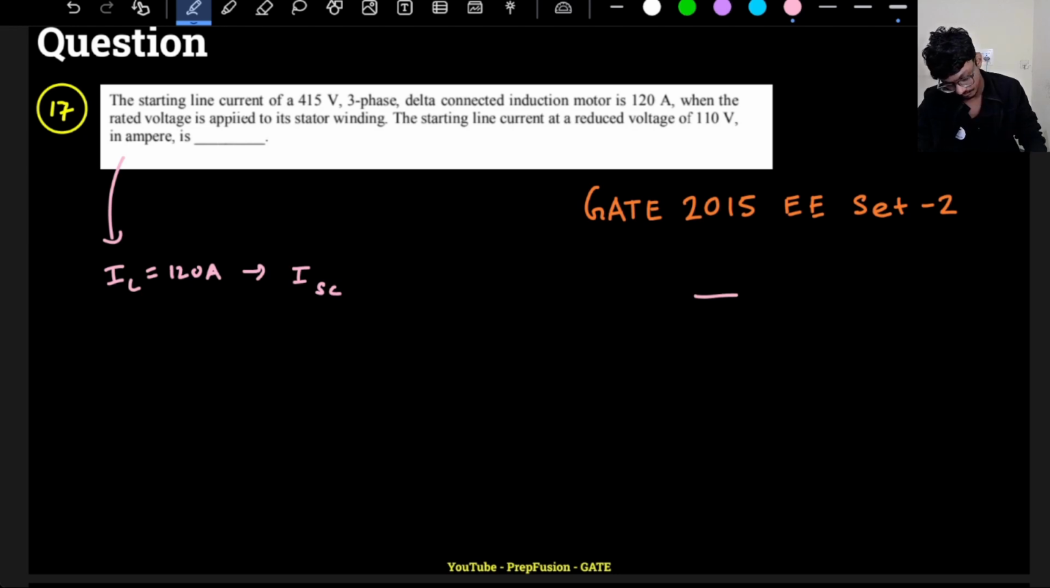So basically, it is a delta connected motor. Here they have not mentioned anything about whether they are using a star delta connection or anything. If they have not mentioned anything, I will assume it's a direct online starting. So it's a very simple question.